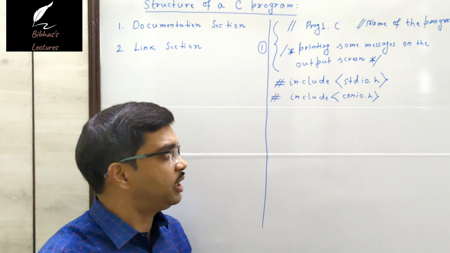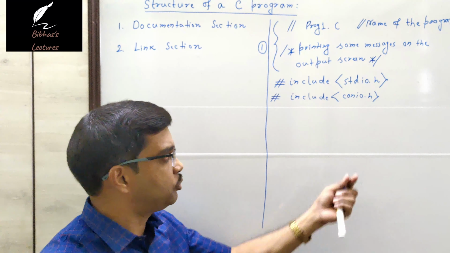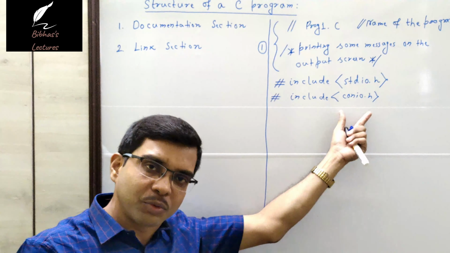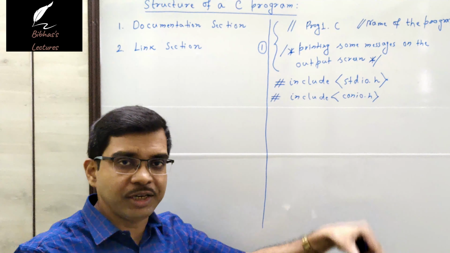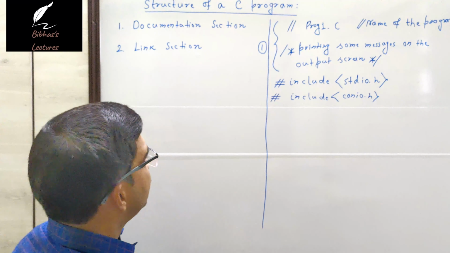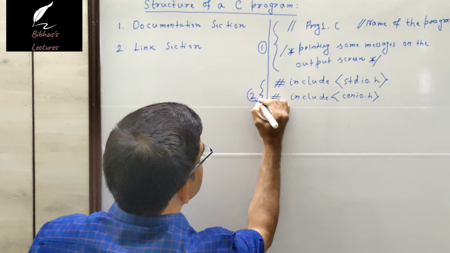Since getch is also a system defined function which belongs to this header file, we also want to include this header file in our program, so that we can call the getch function. So these are called the link section. This is point number 2, link section.